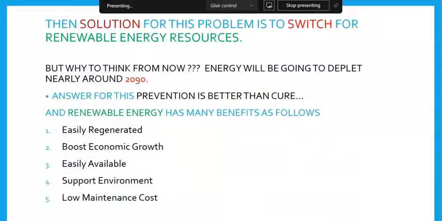2019. So why is there a need to think from now? We have renewable energy sources and we are using them continuously, but we can see that coal will be depleted by 2019. So we have to start using renewable energy as soon as possible, because prevention is better than cure. And besides, renewable energy also has many benefits. It is easily available, it has low maintenance cost, it is easily generated, and it is supported by the environment.